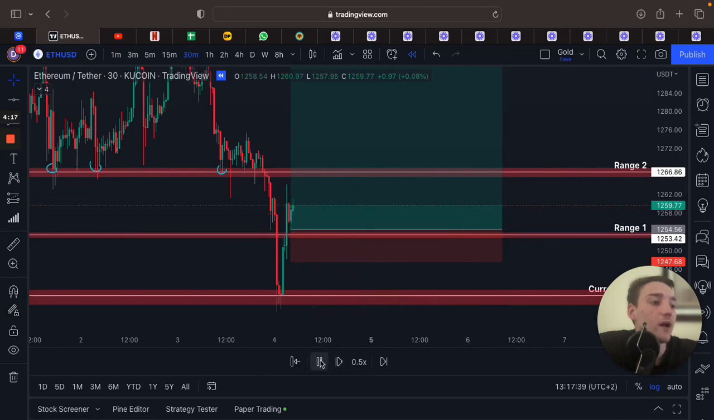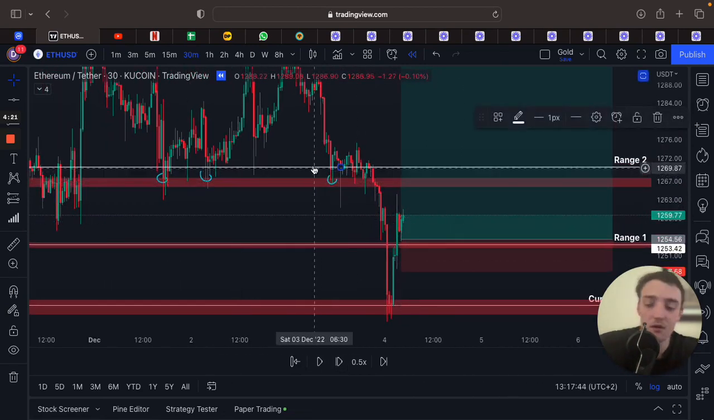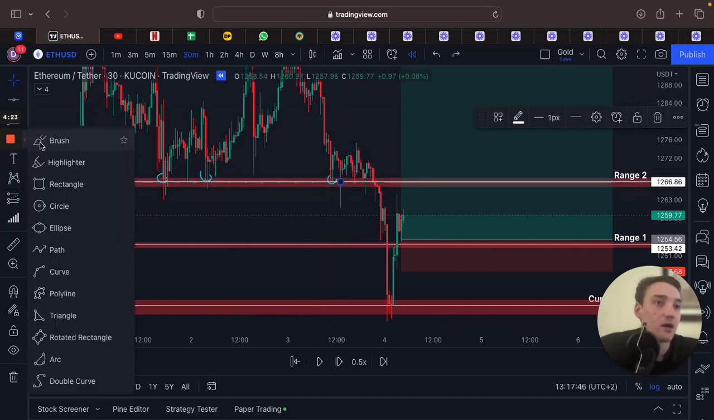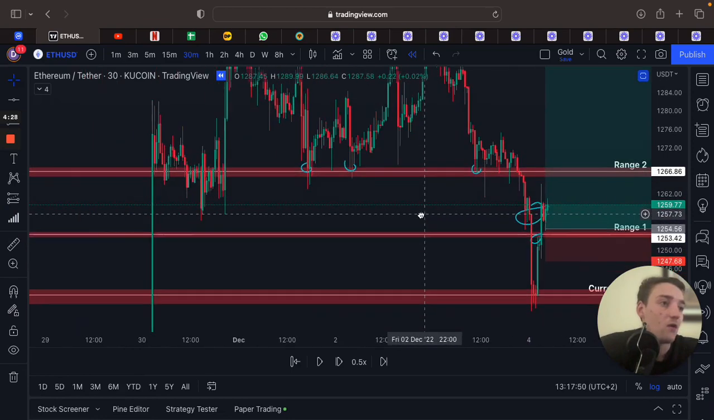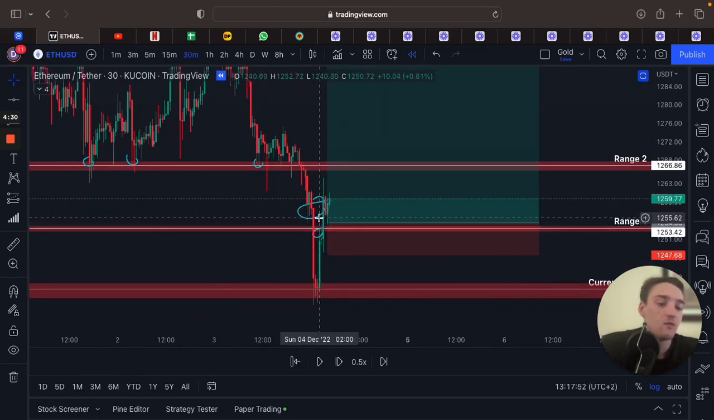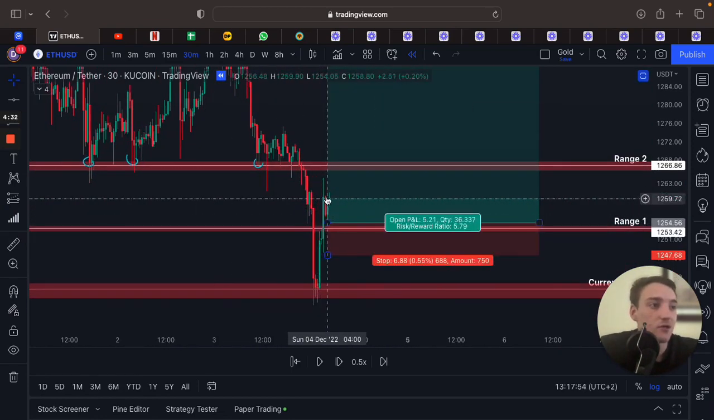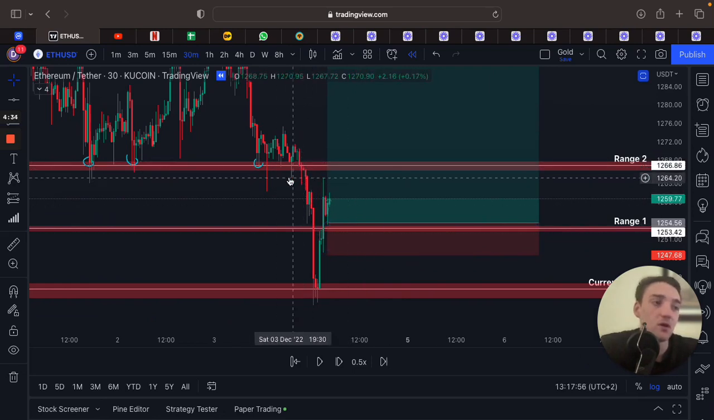So you're waiting for this closure. You see we've got that strong closure over here above the zone. So you got that closure here that we've been waiting for. So we got it above the zone, and now because we got that closure, we're looking for longs. But vice versa, we look for shorts because it closed below this range. So you just have to make sure you're drawing these ranges right.